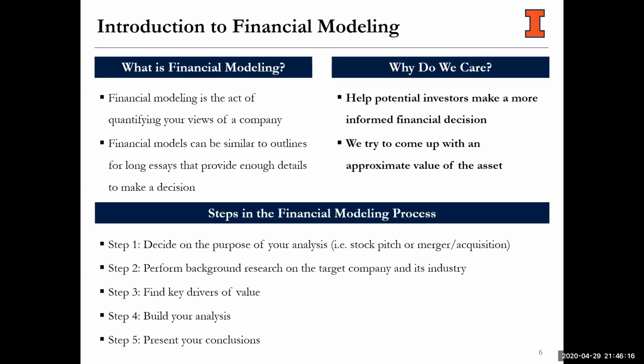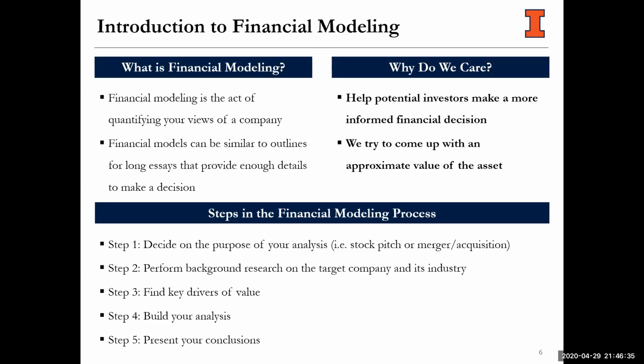Additionally, a financial model isn't always correct. We're trying to approximate the value of an asset. A lot of times you'll use multiple types of valuation to try to triangulate around a range of value, right? A lot of times a financial model won't just say it is valued at X. It'll say it is valued at a range from X to Z.